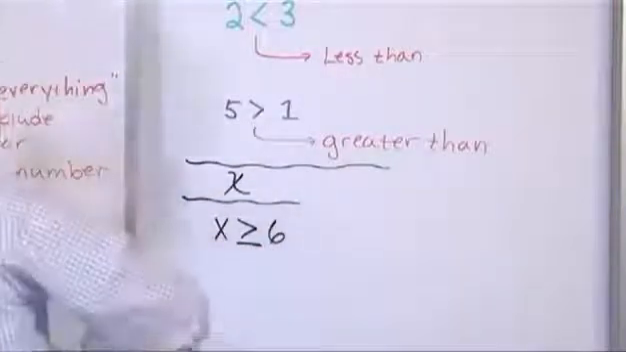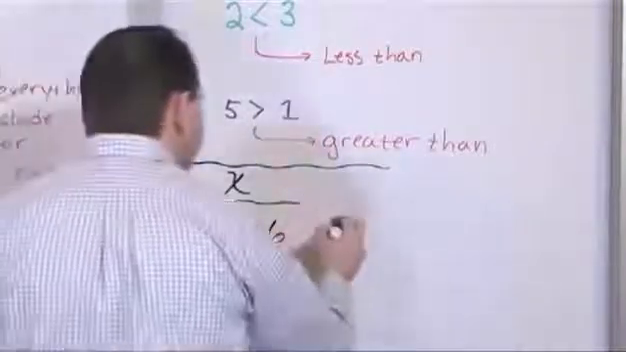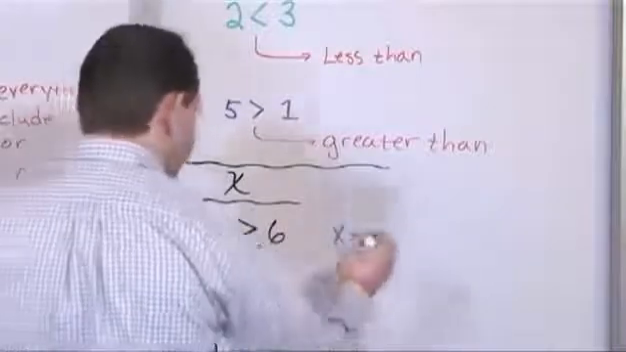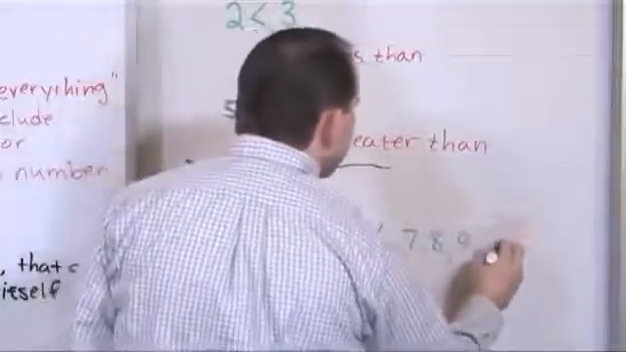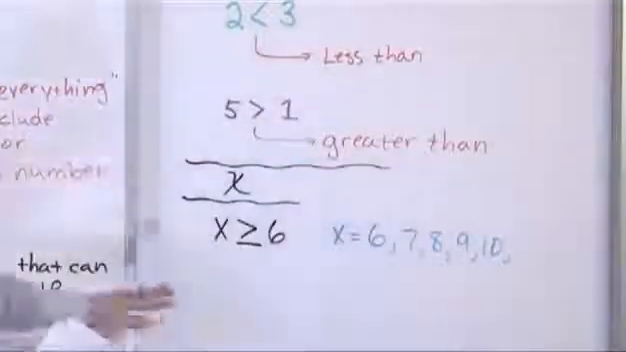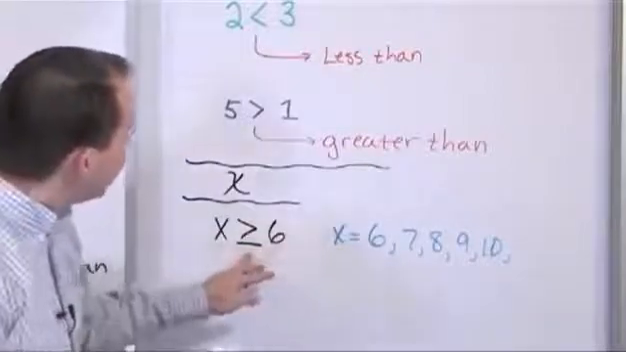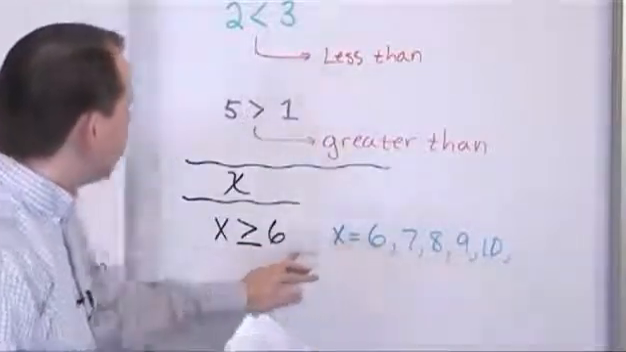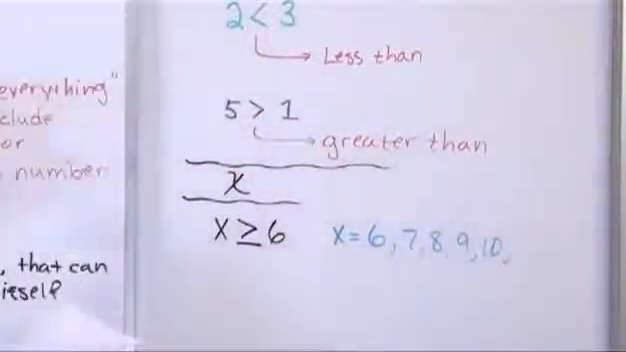So x is greater than or equal to 6 is how you read it. And the answer would be that x is equal to 6, 7, 8, 9, 10, on and on and on, if we're talking about integers here. It's including 6 because of the equal sign. That's why we list it. And then every number bigger than that, because we're talking about numbers bigger than 6.